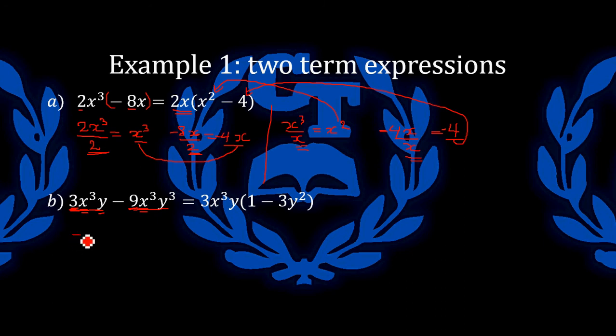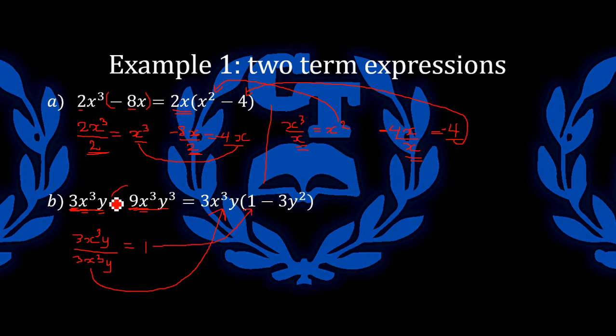So first I take my 3x cubed y and I divide by 3x cubed y, and I see what remains to me is 1. So notice again, I take in my HCF and I'm putting it here. I am opening a parenthesis and I'm placing the result of the remainder inside of here.